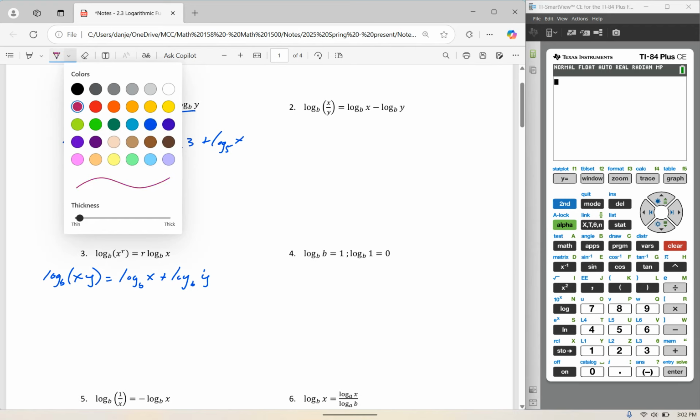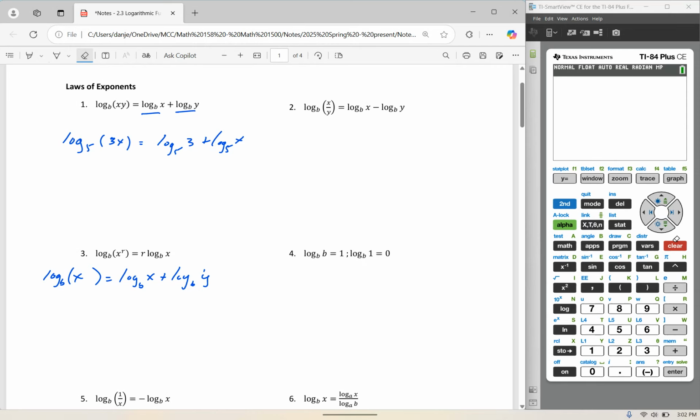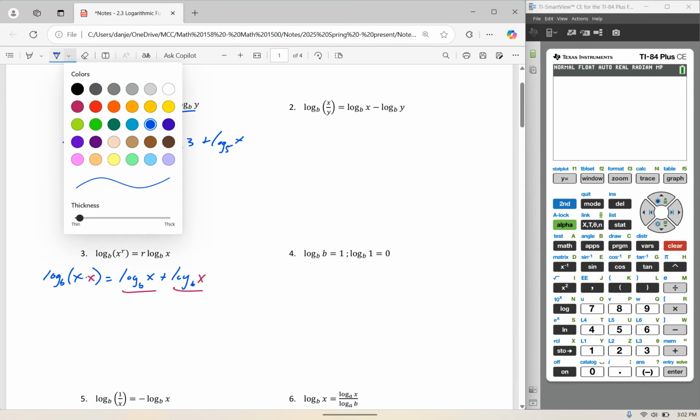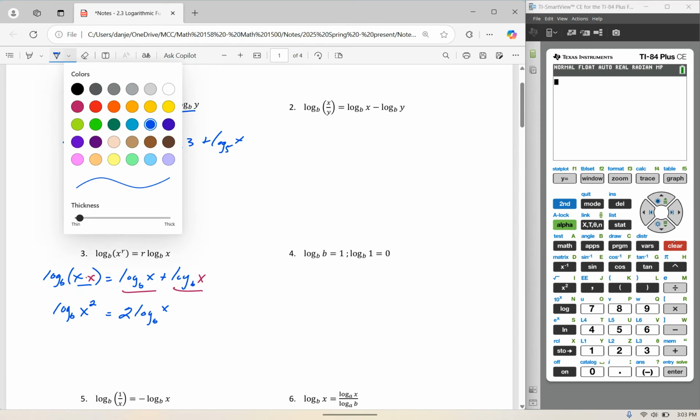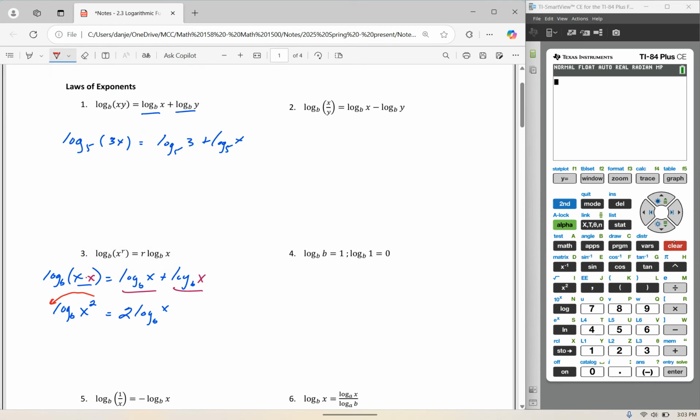Well, suppose that instead of x times y, we had x times x. That would be the log base b of x plus the log base b of x. But the log base b of x plus itself would just be 2 log base b of x, and x squared is the log base b of x squared. Notice that essentially what happened is that this 2 came down in front. That's where we have log base b of x to the r. The r comes in front, as r log base b of x.